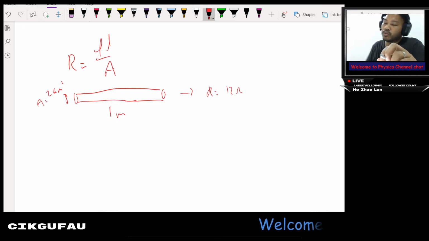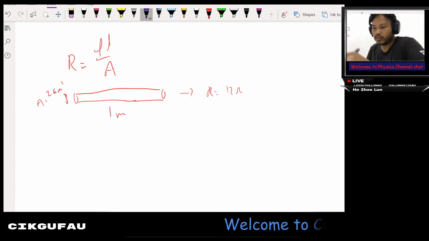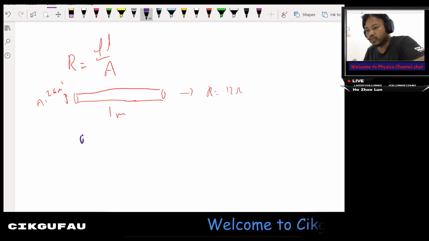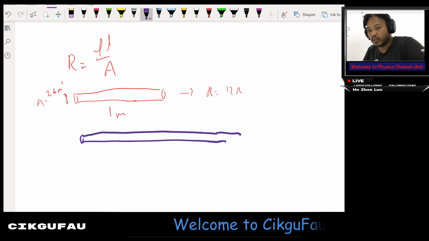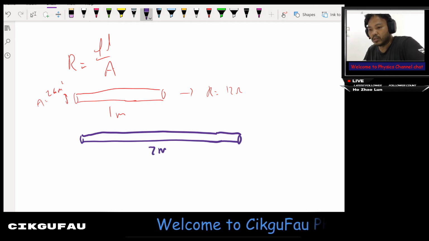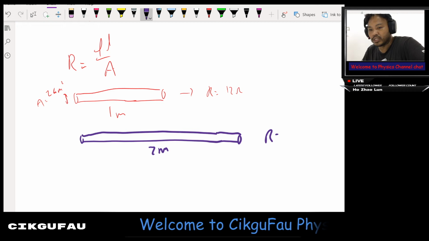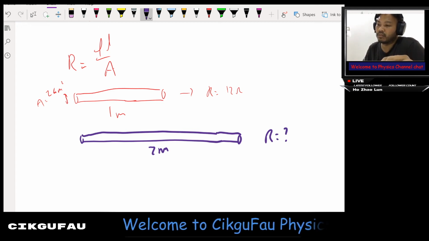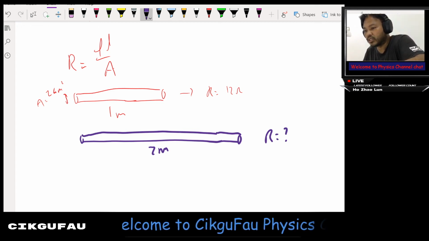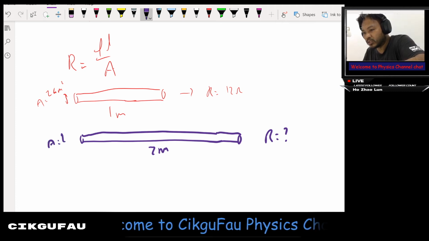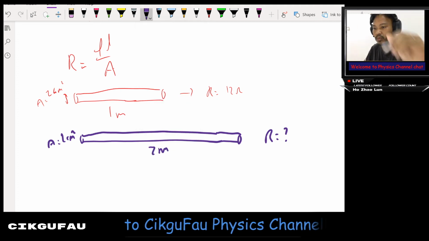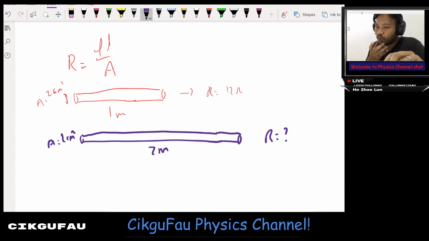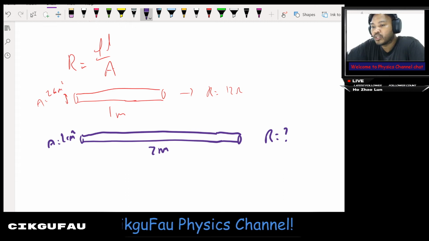Normally we'll ask you, what if we give you another conductor? What if it is 2 meter long now? Please find out what is the resistance of this conductor. Everything else is the same. The cross-sectional area is also 2 cm square. There's no change. So how do I then do such a question?